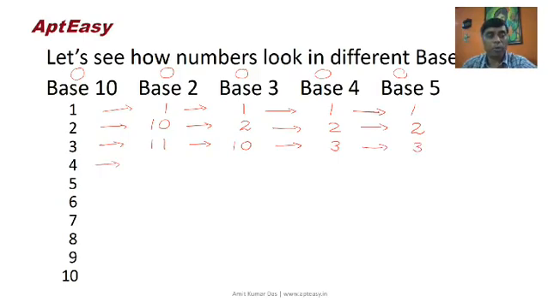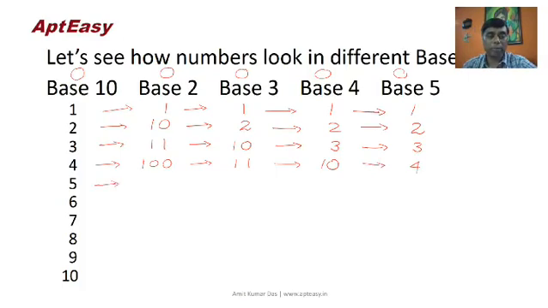Come to 4. In the decimal system, the 4 that we write with the numeral 4 is written in base 2 as 1 0 0. Here it will be 1 1. Here in base 4, you have already exhausted 0, 1, 2 and 3, so it goes to the next value, so it becomes 1 0 here. And here in base 5 it is 4.